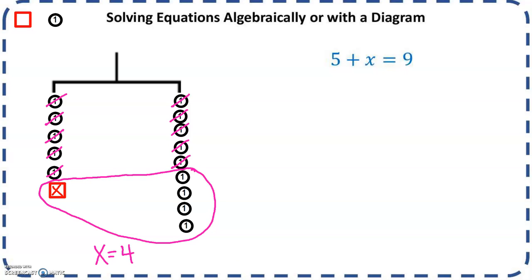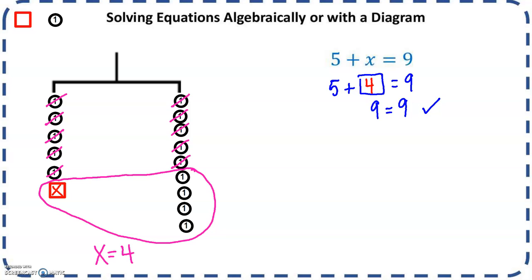So if I start with my equation, 5 plus the value of x is equal to 9, and I'm thinking that the value of x is equal to 4, so I'm going to substitute in 4. And now I'm going to simplify the left side of my equation. So 5 plus 4 is 9, and 9 does equal 9. So I know that my equation is true. The value of 4 makes my equation true.